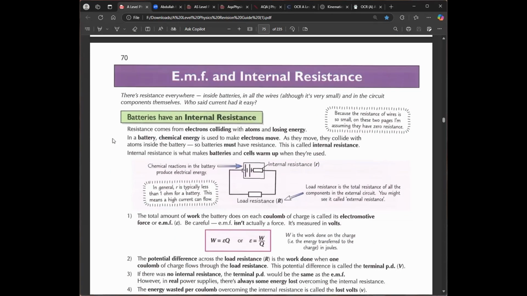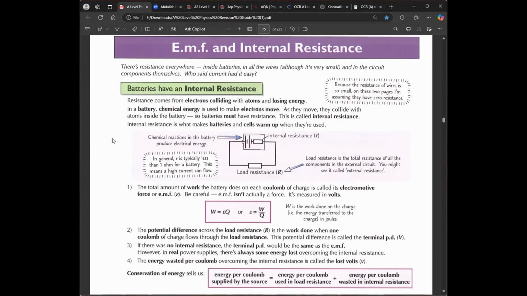So that's that. EMF and internal resistance. EMF is the same thing as potential difference. We'll find out what the difference is and why we have to write EMF instead of potential difference. First, to better understand, you should know that all the batteries and all the cells have more capability, just like a car.